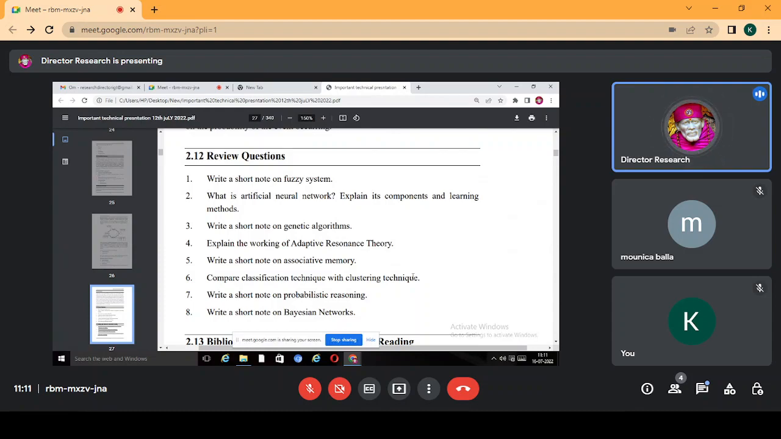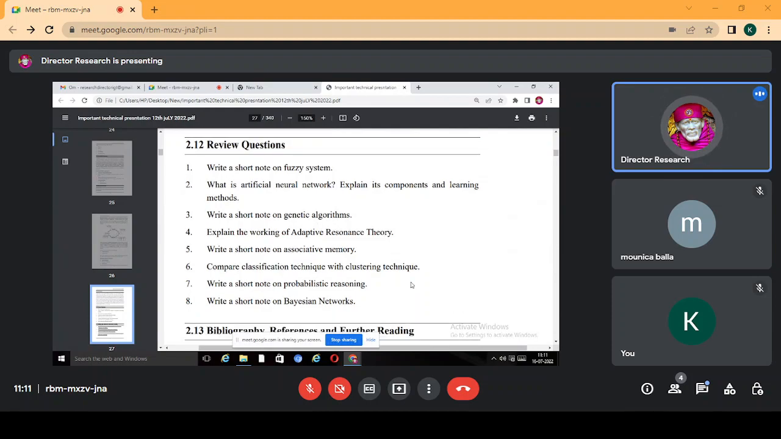That means you should know about fuzzy systems, artificial neural networks and their components. Genetic algorithm is already very important in practice. I highlighted adaptive resonance theory, associative memory, clustering techniques, probabilistic reasoning and Bayesian networks, they are very important.